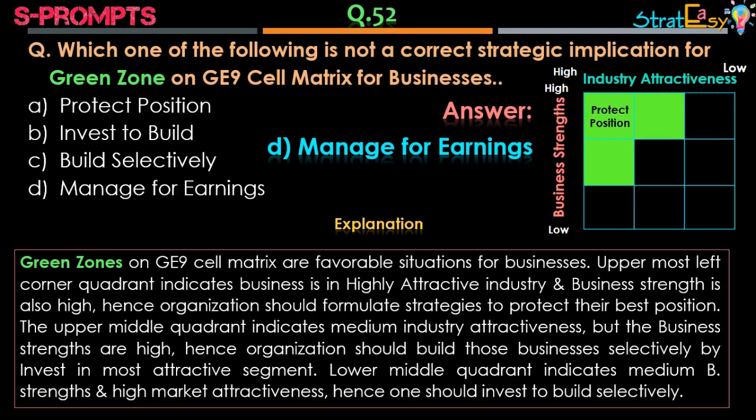The upper middle quadrant indicates medium industry attractiveness but the business strength is high. Hence, organizations should build these products selectively by investing in the most attractive segment. And the lower middle quadrant indicates medium business strength and high market attractiveness. Hence, one should invest to build selectively.